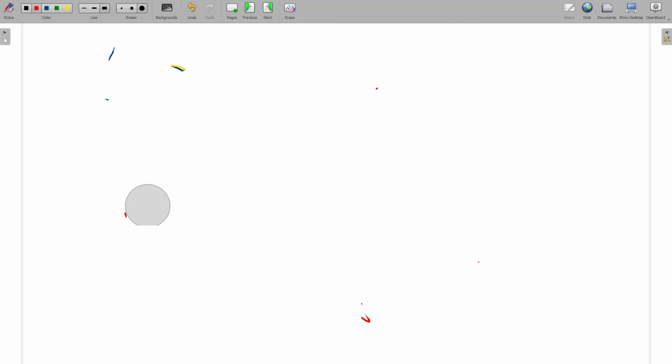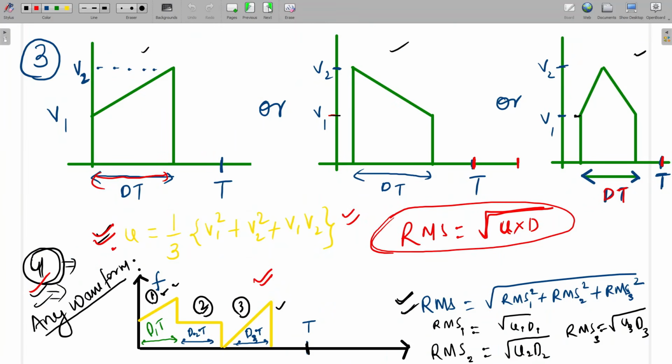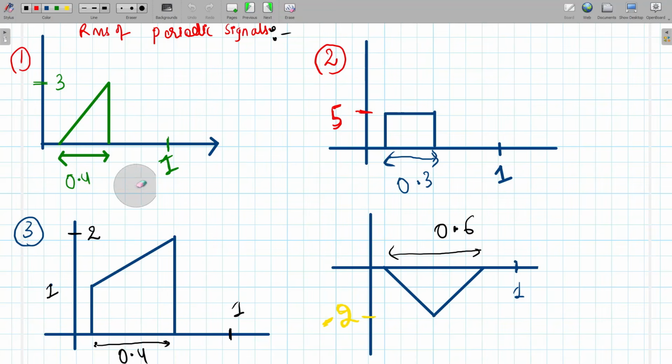So coming to that part. Up to now we have discussed, and now I'm going to give some questions. You can try the first, second, third, and fourth. In every case, we have to calculate the RMS value. I have already discussed the formula, so you can try one by one and write the answer in the chat box. What will be the RMS for the first? For all time, root over period, u into d. Okay, you calculate and tell what the final answer will be.